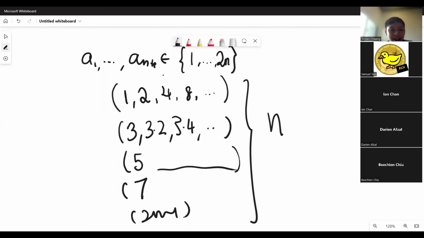And all of these are disjoint, and they exhaust every number from 1 to 2n, because any number can be decomposed into an odd part and a power of 2 part, right? So we have n pigeonholes, n plus 1 numbers. 2 of them must lie in the same pigeonhole, and hence one must be divisible by the other.